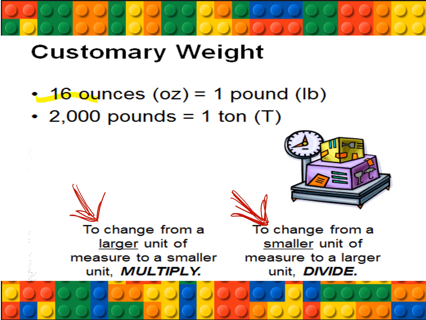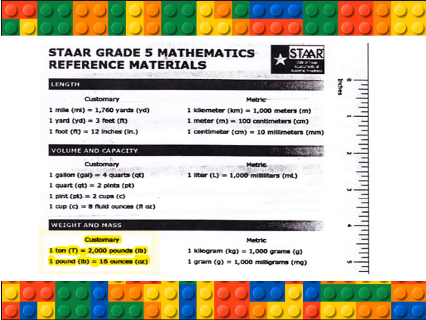I like to highlight 16 ounces is a pound and 2,000 pounds is a ton. That's important information right there. Let's take a look at that STAAR Grade 5 mathematics reference material, and we're going to focus on this section over here, which is customary weight and mass. We see that 1 ton equals 2,000 pounds and 1 pound is 16 ounces. Remember, this is in our journal and we need to reference it every time we have a question concerning conversions of measurement.